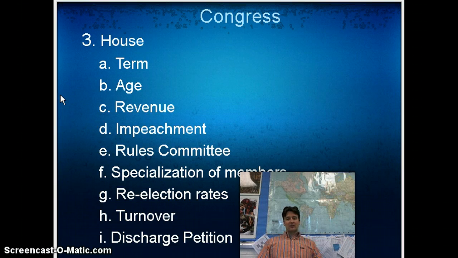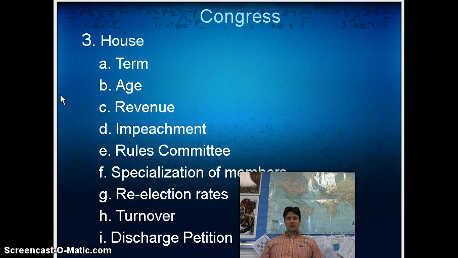All right, the basics. The basics are important facts that you need to know. A member of the House's term is 2 years long. You have to be 25 years old to be a member of the House of Representatives. That means you guys don't qualify, and I do.